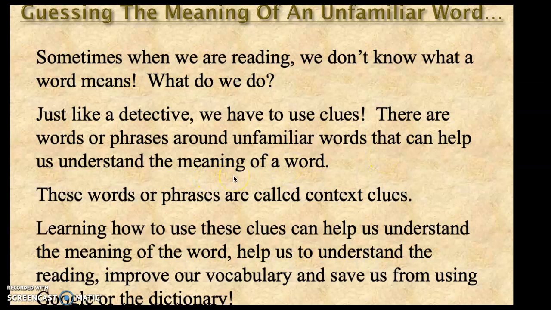They could be before that word, they could be after, it could be the sentence before, it could be the sentence after. Those words that we do understand can help lead us to figure out the word that we are unfamiliar with. All of these words surrounding those words are called context clues. Learning how to use these clues can help you understand the meaning of the word, help us to understand the reading in general, improve our vocabulary, and save us from using Google or the dictionary. Every time you're reading something and you don't understand the word, you don't want to have to go Google it and figure out what it means, although that's a great idea, but that takes time. We can use those words around us to help figure out what's going on.